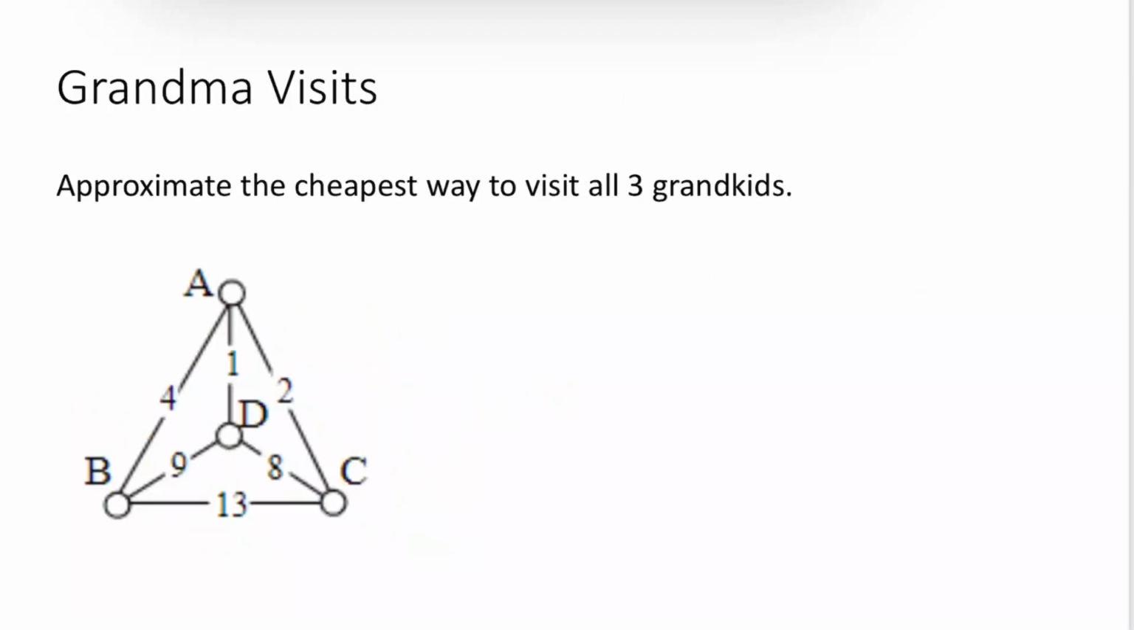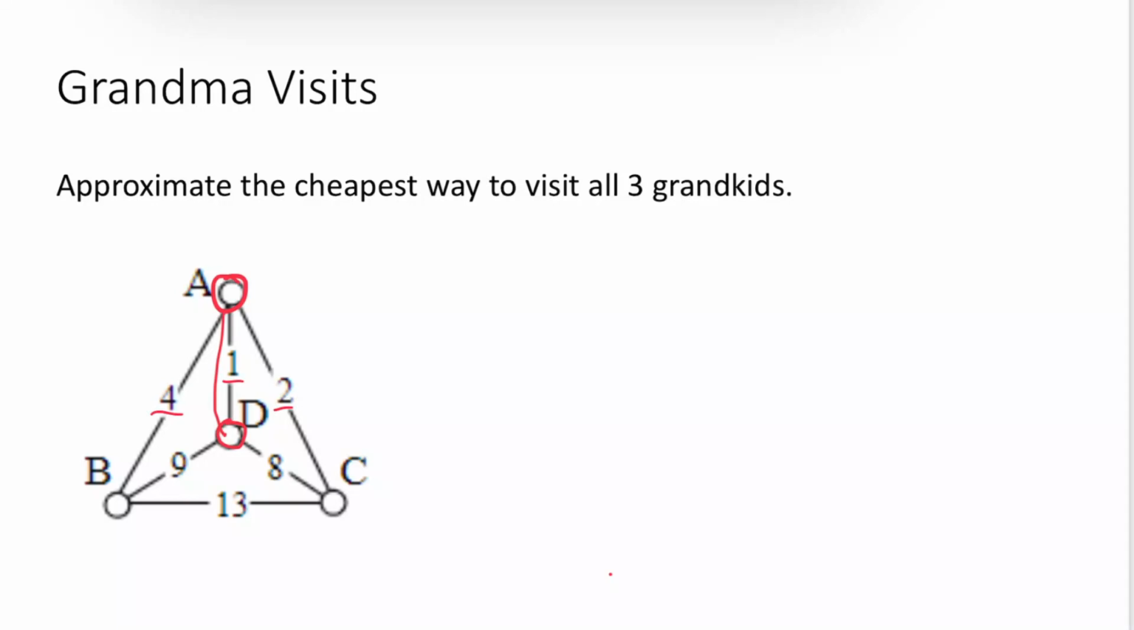So let's do another example of this. Let's say that we were redoing the problem that we did in the brute force method video, but we'll use the nearest neighbor algorithm instead. So if the grandmother wants to visit all of her grandkids in the other cities, and she starts in city A, the nearest neighbor is going to be city D, because the cost of going to city B is 4, D is 1, and C is 2. And so D is the nearest neighbor.